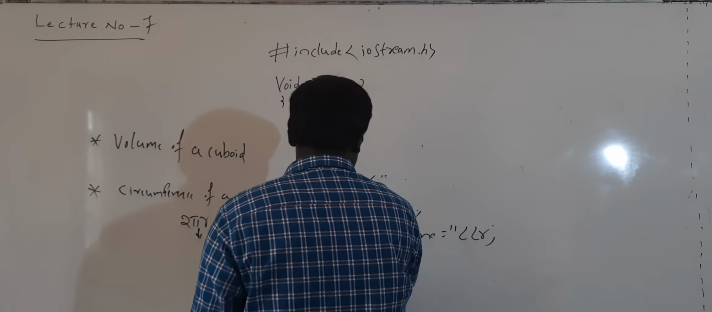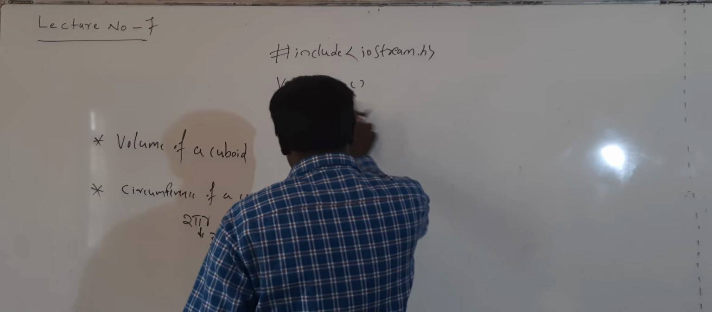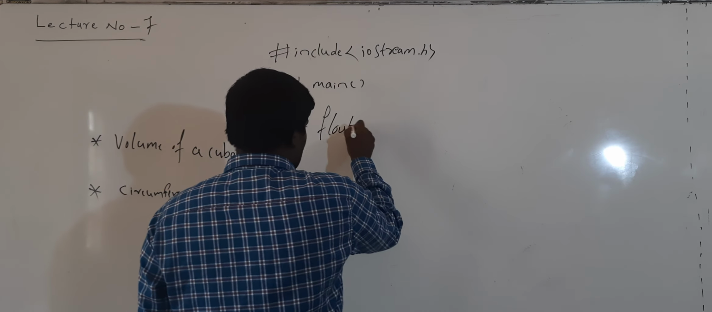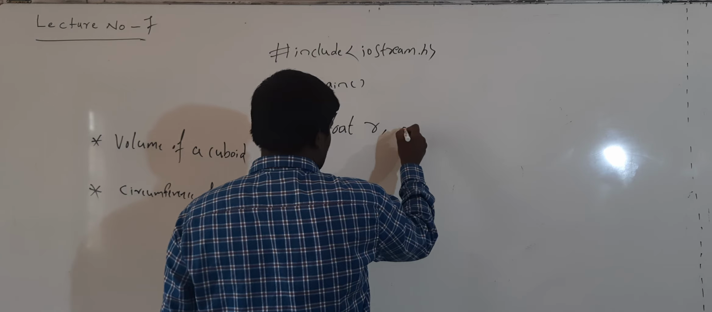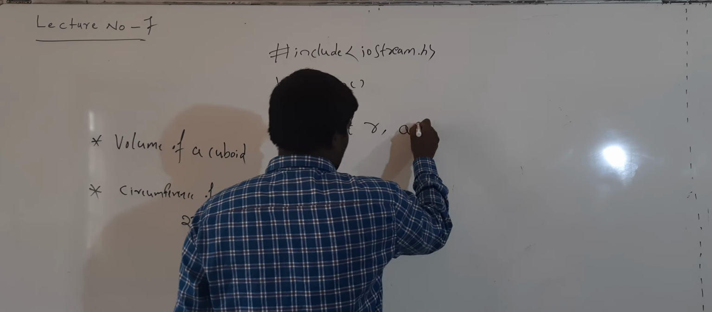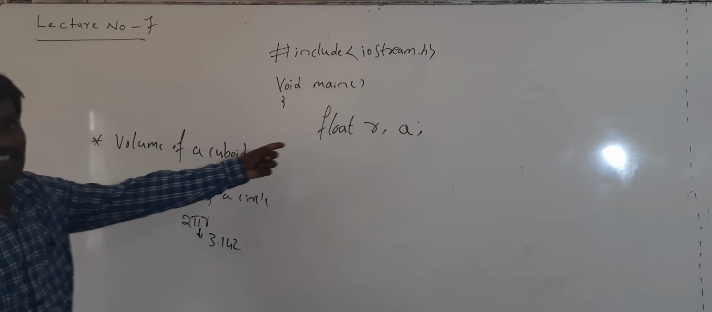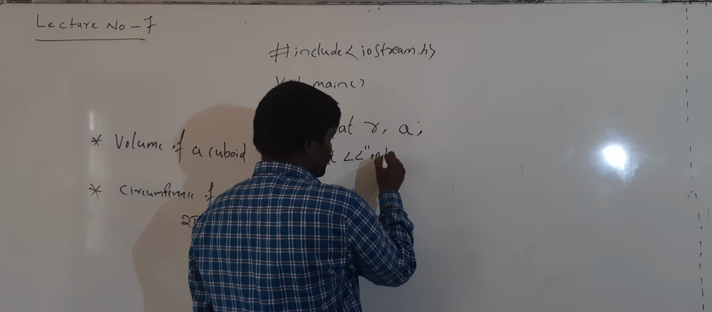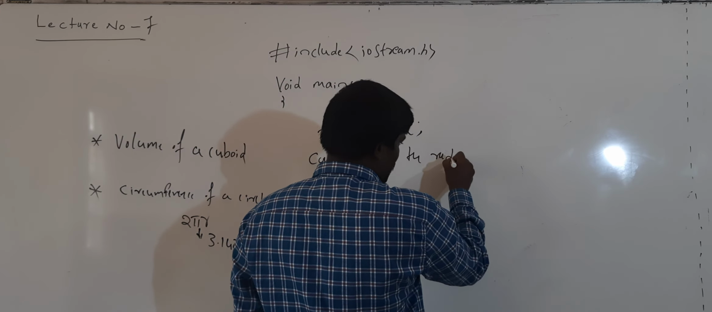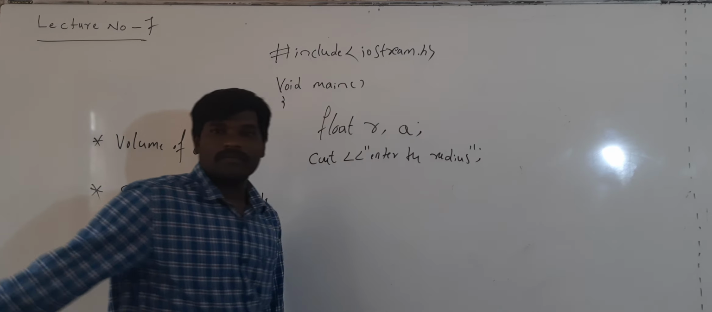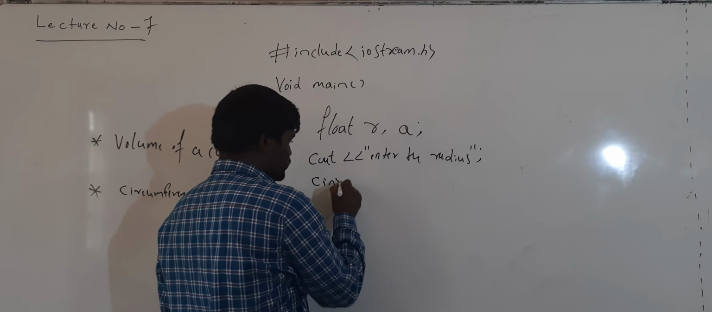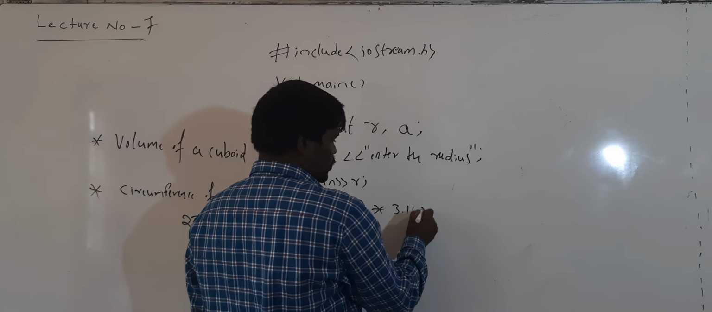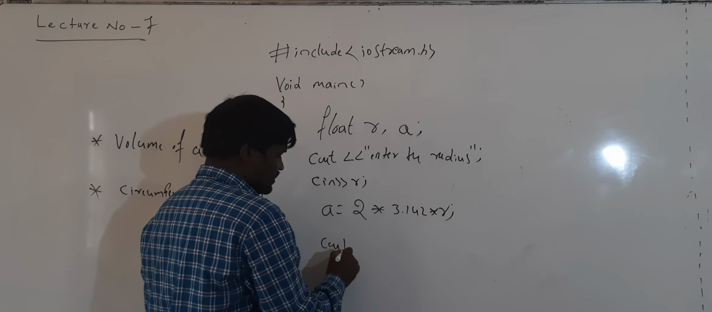So in this example, you can take the variable as a float. Here float r, comma, I can declare a for the storage variable. R is for radius and a is for storing the result. cout: enter the radius, or simply we can write R. Okay, next cin R. A is equal to 2 into 3.142 into R. Finally, cout of A.